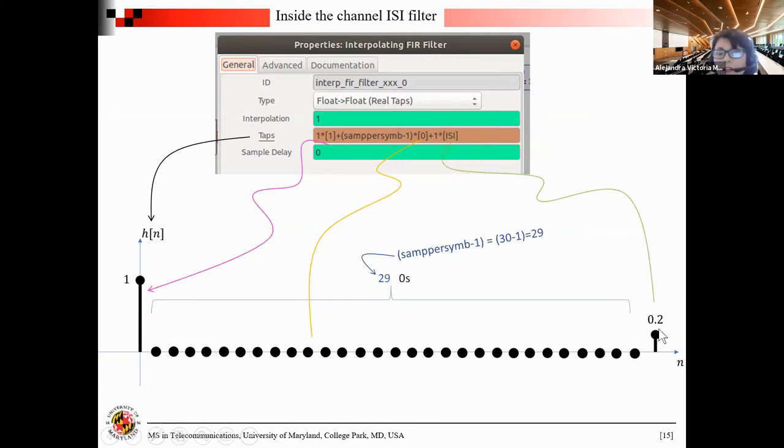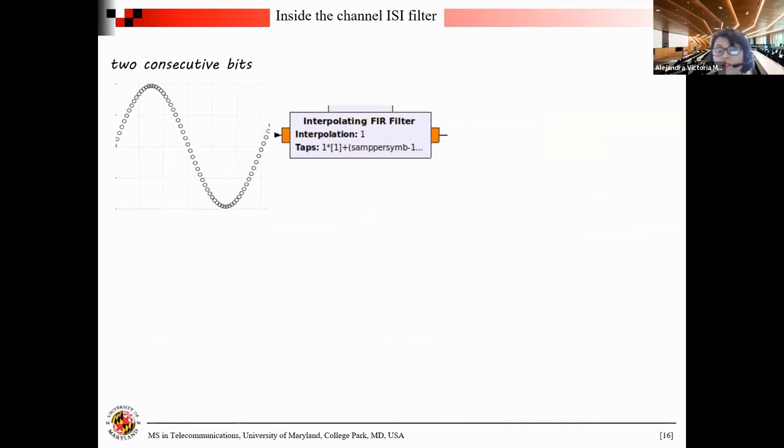And then there's one added thing, the ISI. The last sample of the previous bit, you're going to multiply by 0.2 and add it to the current sample. So you're causing intersymbol interference artificially. So let's see what this would look like in the GNU Radio Companion.